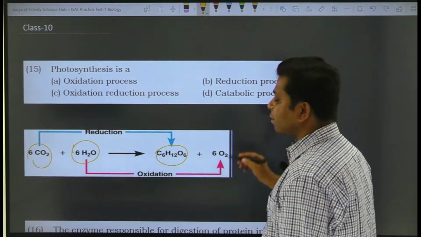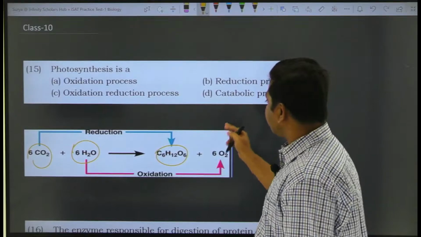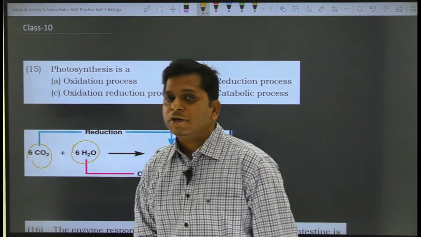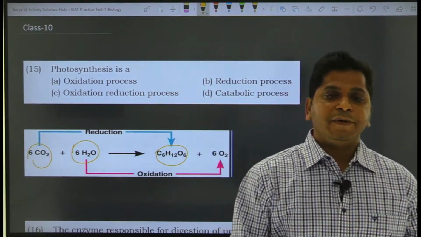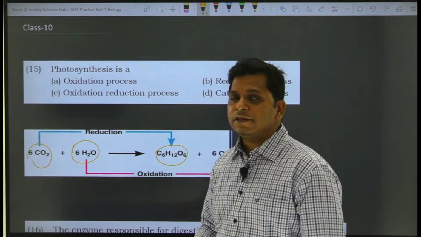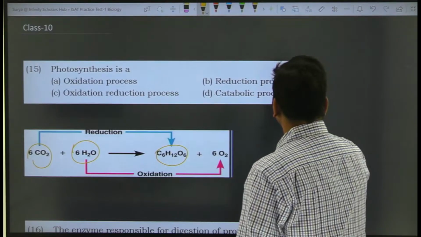And what would be a catabolic process? It is just the reverse. In a catabolic process, the complex biomolecules are broken down into simpler molecules. So, the respiratory pathway would be a catabolic process, whereas photosynthesis is an anabolic process. So, the fourth option is going to be ruled out.